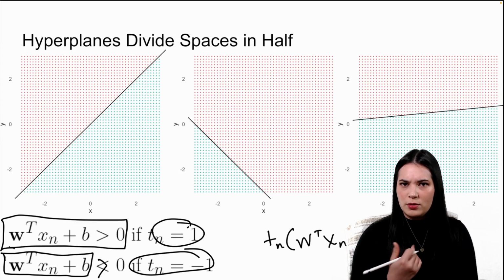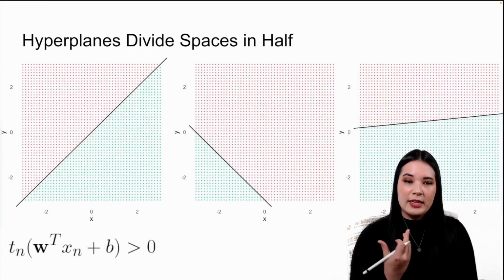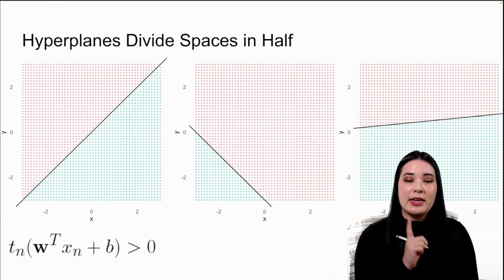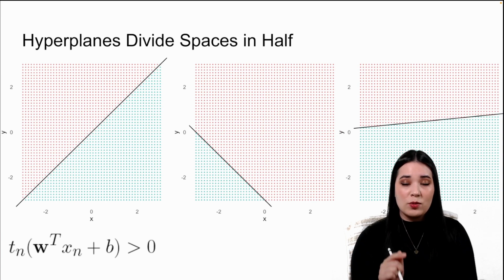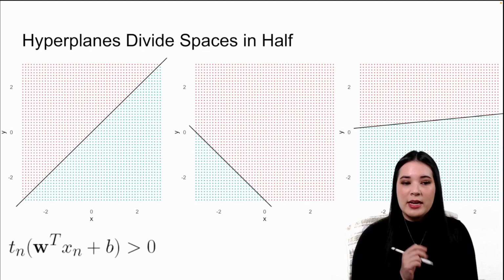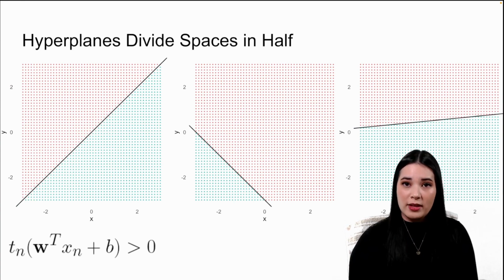And oh, those actually look really similar. It turns out we can write those two formulas as a single formula. The target variable, 1 for positive classes and -1 for negative classes, times our formula is always going to be greater than 0. This implies that all of our positive cases must be above the line and all of our negative cases must be below the line.